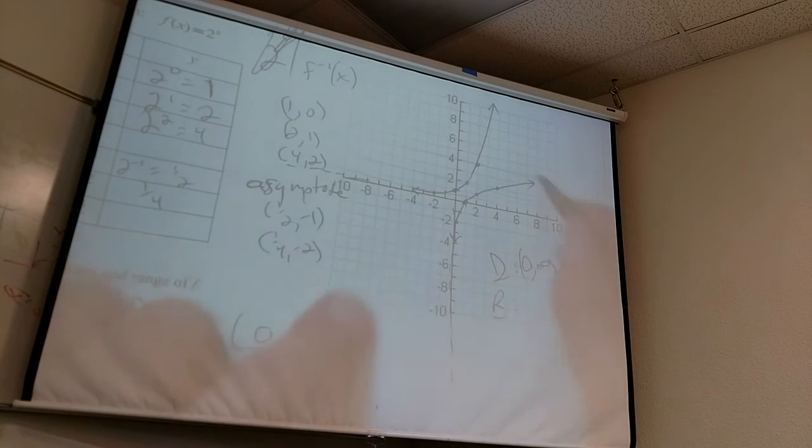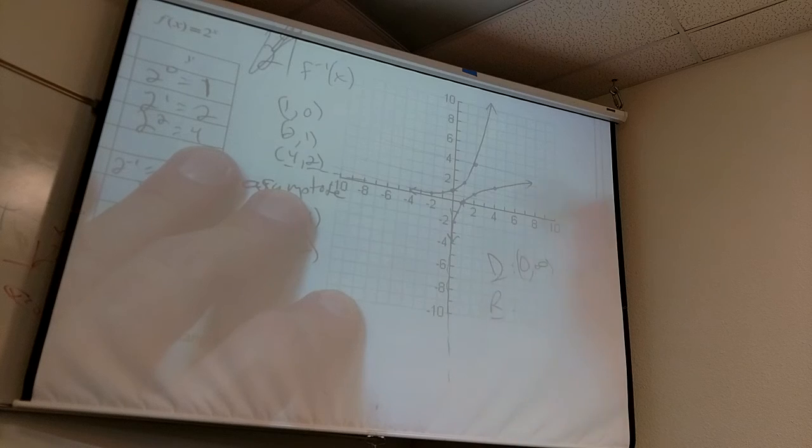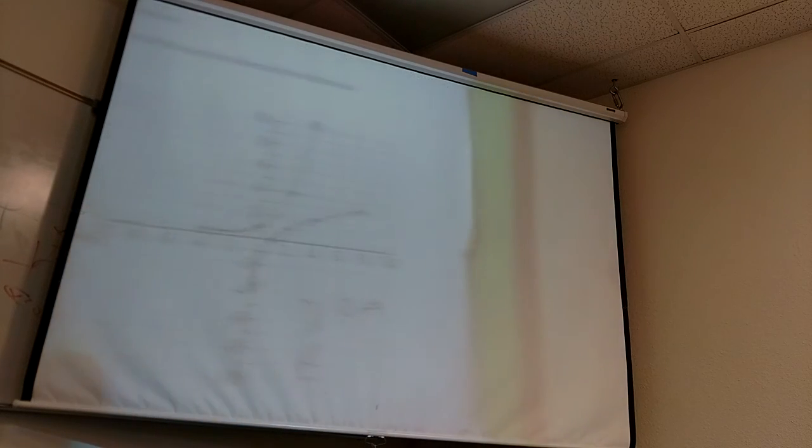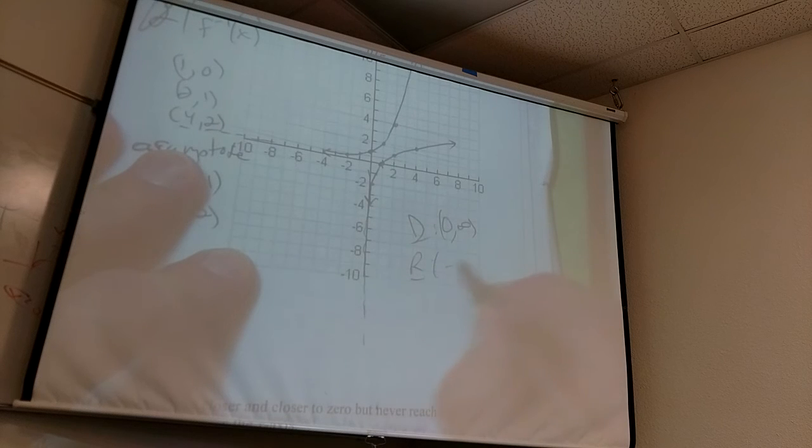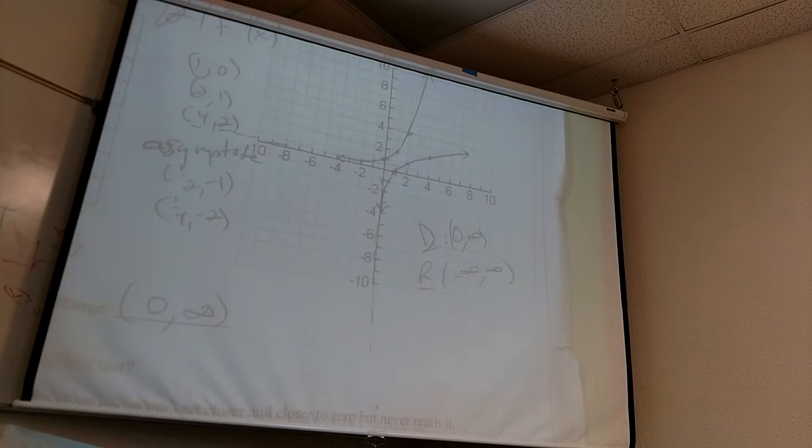What's the range? Are there outputs I don't get? This keeps going up and up and up. This keeps going down, down, down. So what's the range? Yeah, negative infinity to infinity.